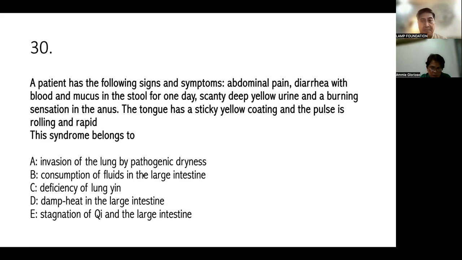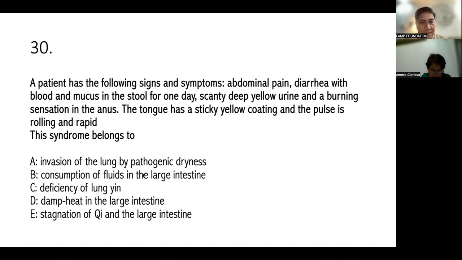Great. Number 30. Yes, Ma'am Lynn, thank you. Walang palpitations dito. Okay, let's go to number 30. The patient has the following signs and symptoms: abdominal pain, diarrhea with blood and mucus in the stool for 1 day, scanty deep yellow urine and burning sensation in the anus. The tongue has a sticky yellow coating and the pulse is rolling and rapid. The answer is letter D, damp heat in the large intestine.